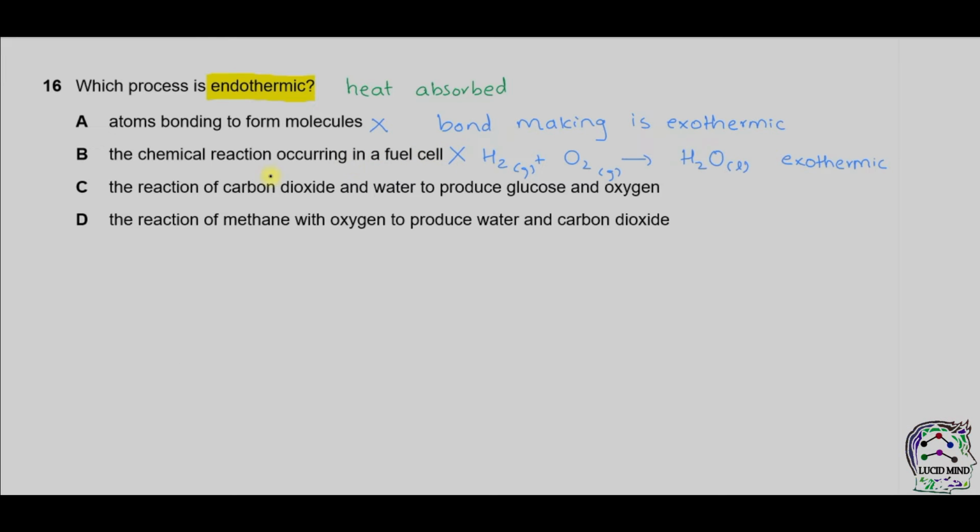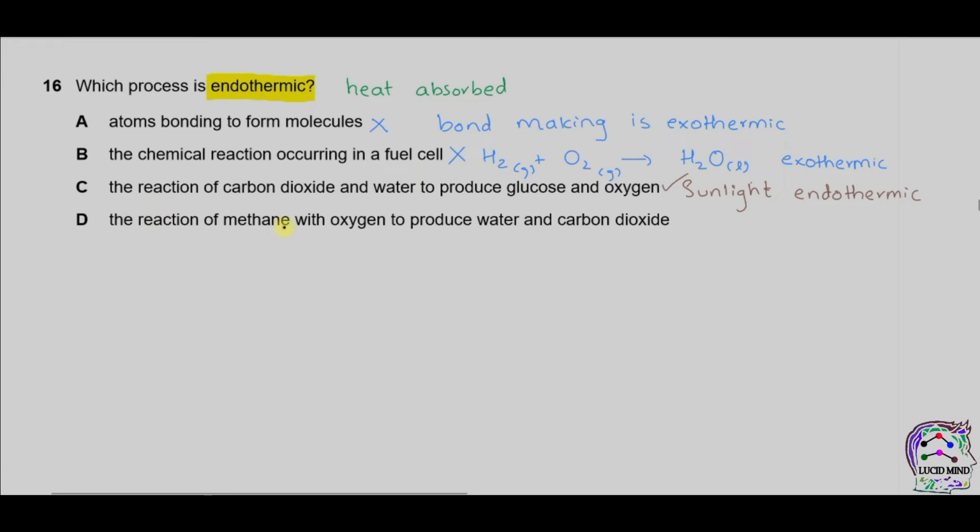This is incorrect. Part C, the reaction of carbon dioxide and water to produce glucose and oxygen. Now this is a part of photosynthesis in which carbon dioxide and water react in the presence of sunlight. So therefore they need energy, external energy, which is absorbed. So the reaction is endothermic, as heat is absorbed.